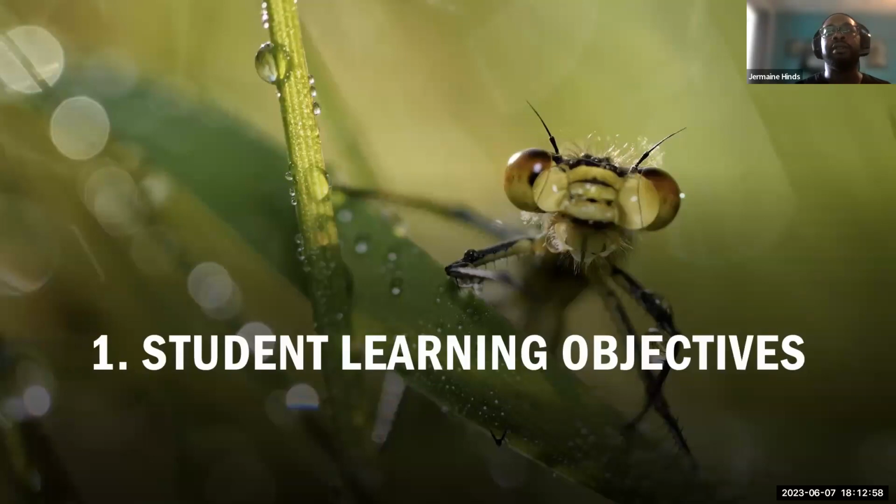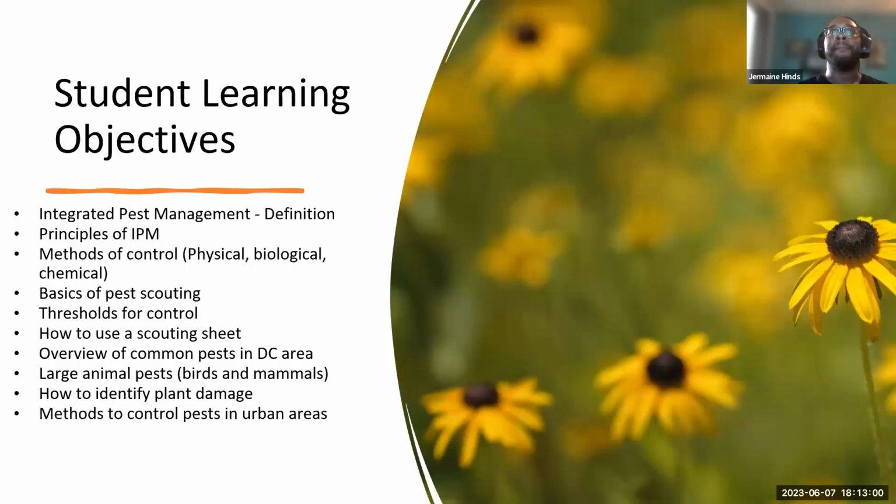So just to go over the student learning objectives. Over the class today, we'll cover these different topics: defining what integrated pest management is, going through the different methods of control, talking a little bit about the basics of scouting and what some of the thresholds are to consider before controlling a pest, talking about how to use a scouting sheet, and discussing different pests in the DC area.